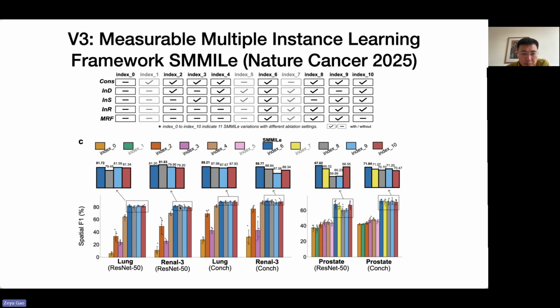You can see the huge jump between index 4 and 5 to 6. If you look from the brown color to the dark blue color, this is mainly gained from the instance refinement module, where you train an instance level classification network based on your attention score.